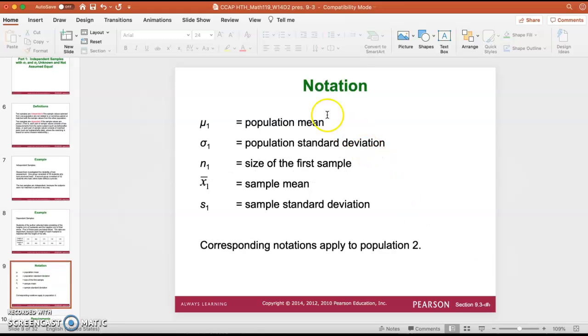There's some notation that we'll use for these methods in this section. It's something like mu sub 1, standing for the population mean, and sigma sub 1 for the population standard deviation, so still using Greek letters for population variables. n sub 1 is the first sample size, x bar sub 1 is the first sample mean, and s sub 1 is the first sample standard deviation. Then you can use those same symbols with subscript 2 standing for those from the second population.